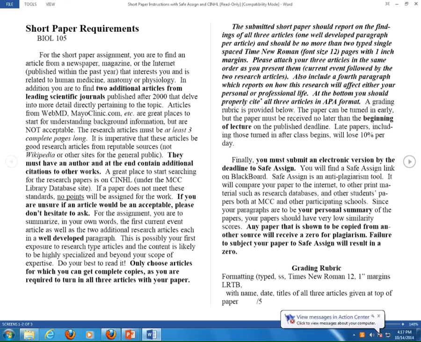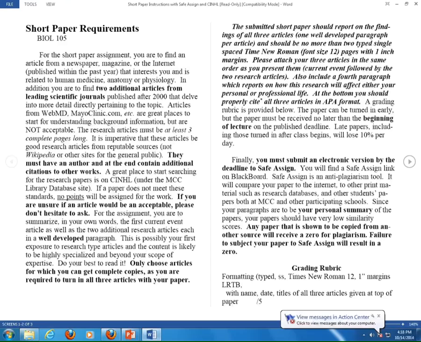Basically, the short paper is a chance for you to find out about anything that you're interested in related to the human body. It could be a medication, a condition, a disease, something you've heard about that you want to learn more about, maybe even a condition someone in your family suffers from. You're going to find three articles related to that topic. So let's say diabetes. You're going to find three articles about diabetes. You're going to read those three articles, and then you are going to write one paragraph about what each article taught you. That's all you're doing, okay?